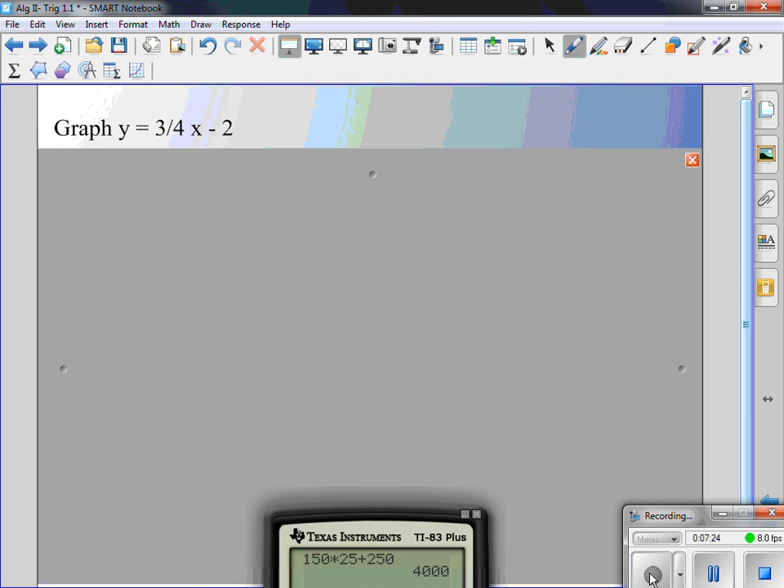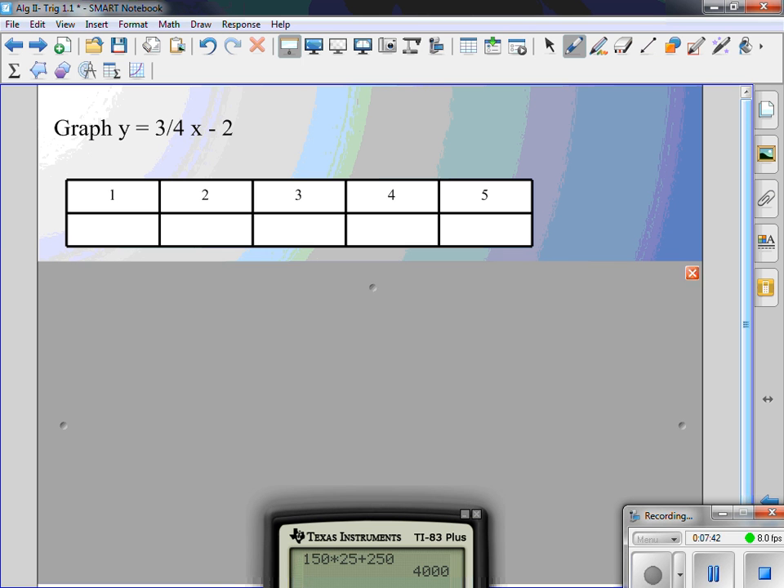We have this equation. Y equals 3/4 x minus 2. We are going to graph it. There are two ways to do this problem. First way is what I consider the longer way. The first way is making a table. When I have an equation, I can pick whatever numbers I want. They do not have to be 1, 2, 3, 4, 5. I can pick any positive, any negative, any decimals I want. I just picked 1, 2, 3, 4, 5.